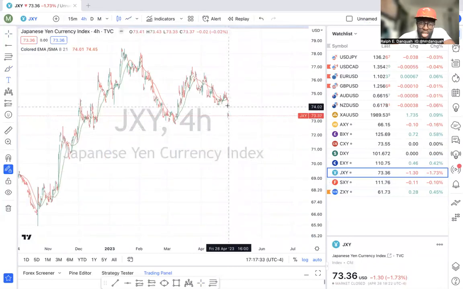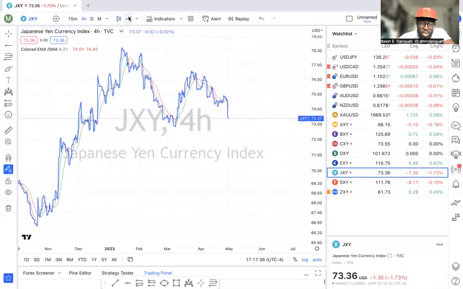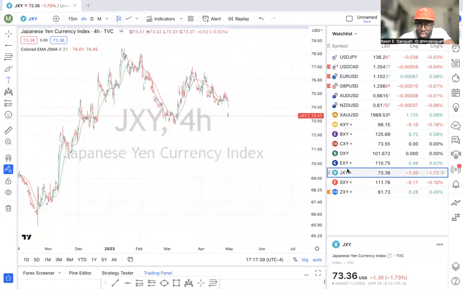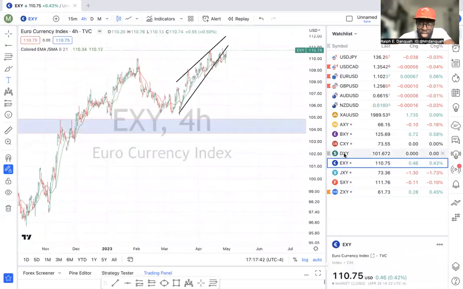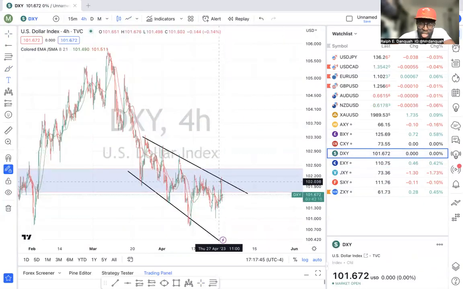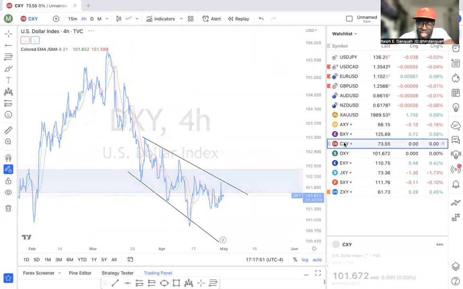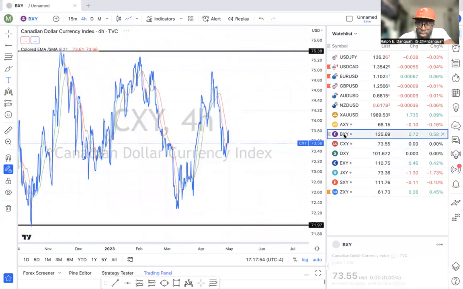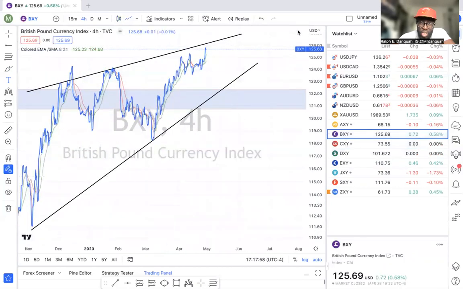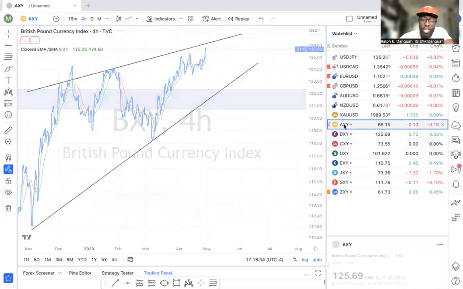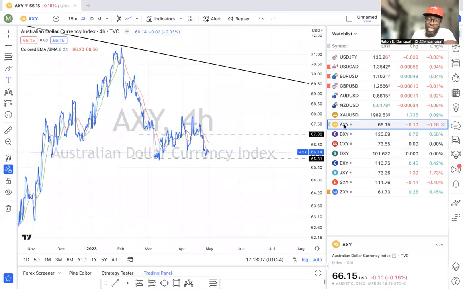JXY looks like it's still bearish, right? So if the dollar is bearish and this is bearish, that's not good, right? EXY is bullish. DXY looks like it hit the trend line, right? And looks bearish. Okay. CXY, which is the Canadian dollar, is... BXY, right? Still looks bullish, right? Uptrend market, we have higher highs, higher lows. And AXY, I think we talked about earlier that it is consolidating, all right? But it's bearish overall, all right? So we're going to wait to see if the market is going to break out on any side.